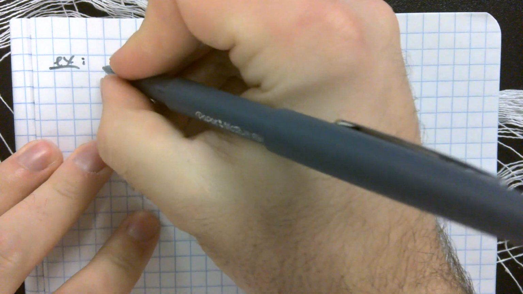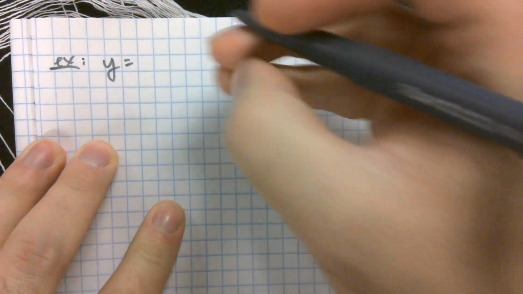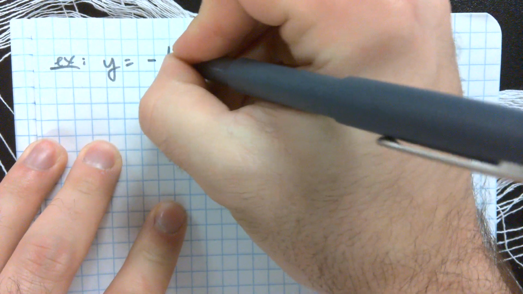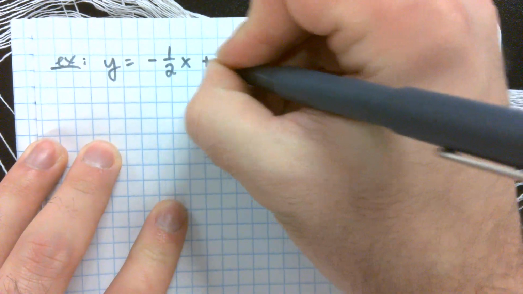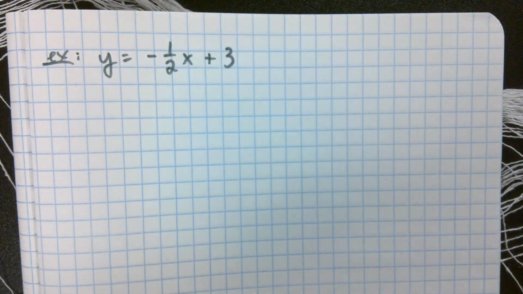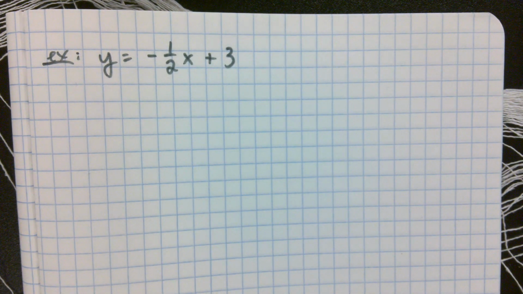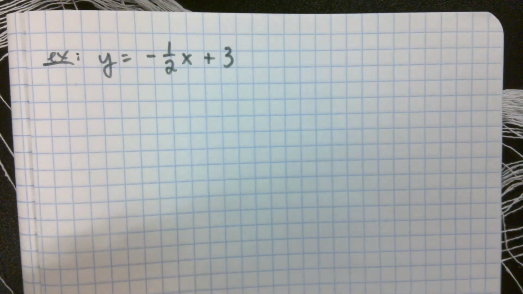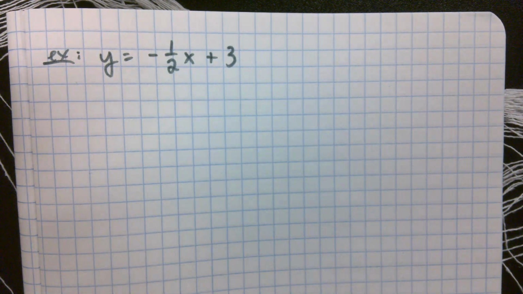Flip it on over. Let's go ahead and do another example. Let's say we've got the equation y is equal to negative 1/2 x plus 3. I got a whole bunch of space here now, so I don't have to cram everything in.